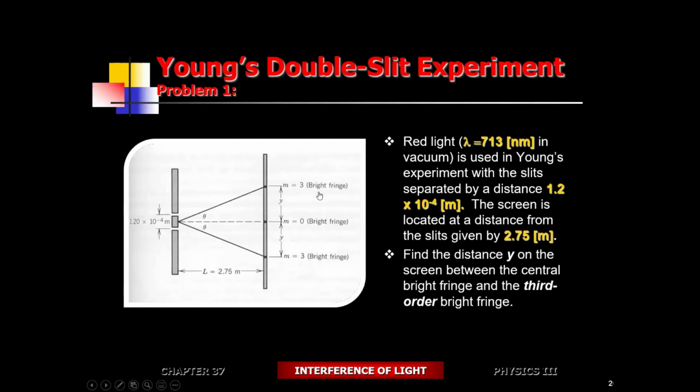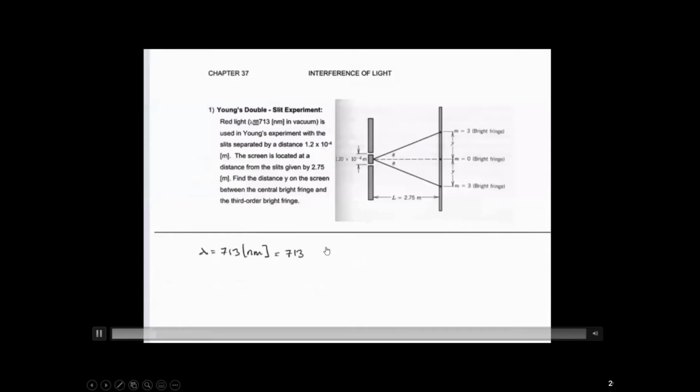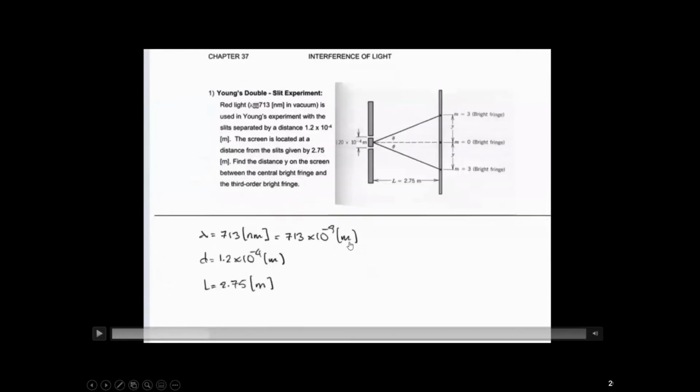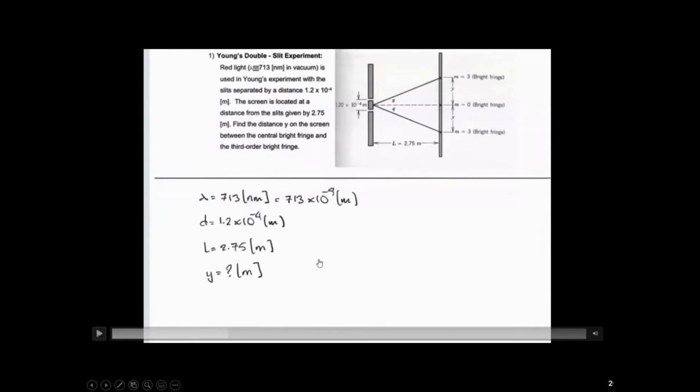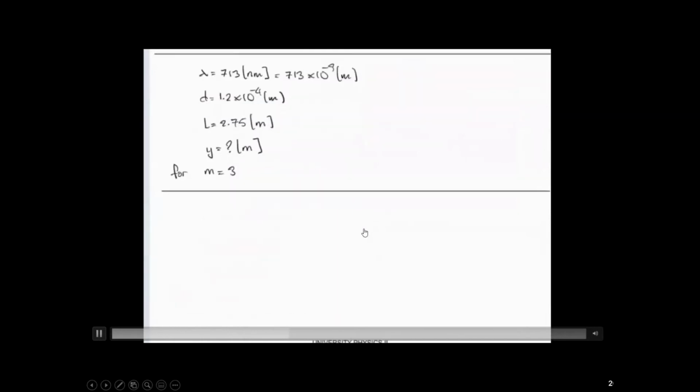Number 1, list everything. So the wavelength is given. I'm expressing it in terms of meters, so do your conversions. Distance is given, so this is fine, expressed in terms of meters. The separation distance between the slits as well as the screen is also given. So look for the distance between the central fringe and the third order bright fringe. That's what we're looking for. Whenever you're solving a problem, you have to solve the problem using what's given to you. These are known as the initial conditions. So the letter Y is what we were looking for.